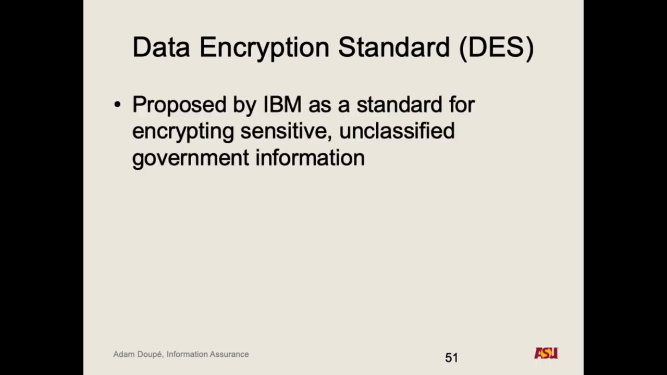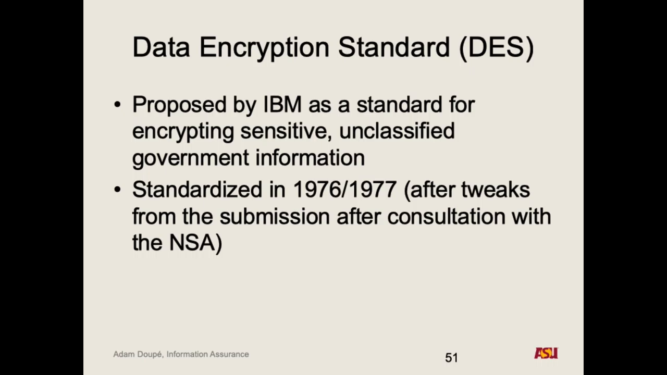So this was proposed by IBM as a standard for encrypting sensitive or unclassified government information. What is specifically not on there? Classified information. Yeah, classified or top secret or any of those other things, right? So that's important to think about. Super interesting, and we'll get into this in a little bit. It was standardized in the mid-70s, 1976, 1977.